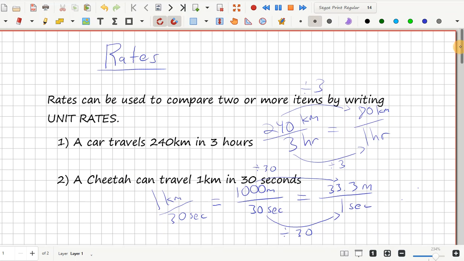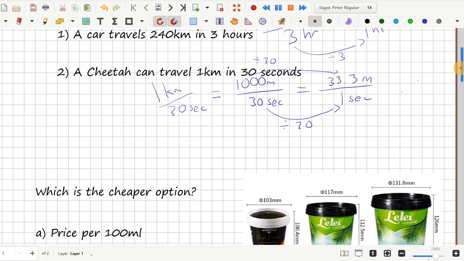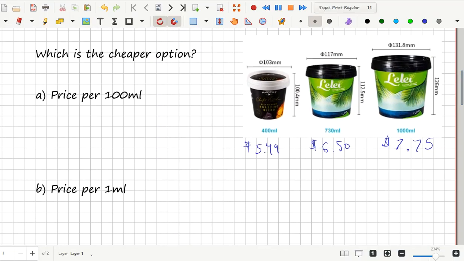We divide both the top and the bottom by the same amount, and typically you want a 1 on the bottom of your rate. And this is really useful, as we'll see in this example, because we can compare items that have different sizes. If we break it down so we can compare the price per the same size, then we can see which one's cheaper, which is the cheaper option. So the price per 100 milliliters.